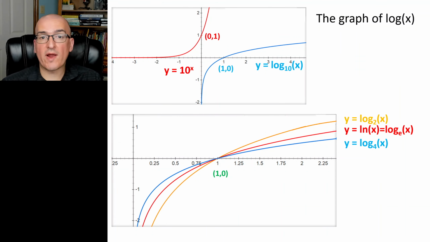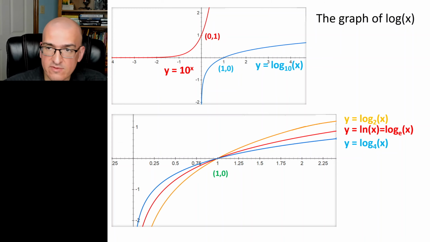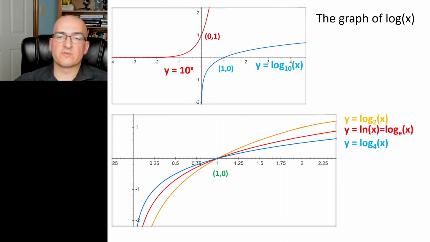Now, until this point, I've just been treating logs as these functions that have rules. But we can plug numbers into them, make a table of values, and graph them. So shown here in the top picture is the graph of 10 to the power of x, that's 10 to the x in red, and the graph of log base 10 of x in blue.